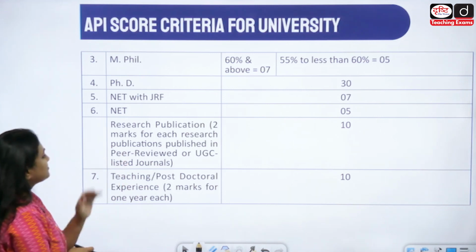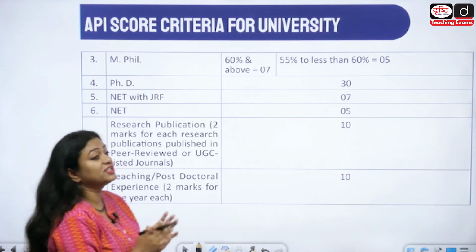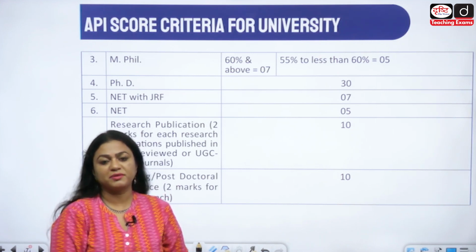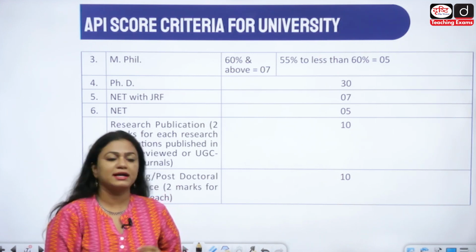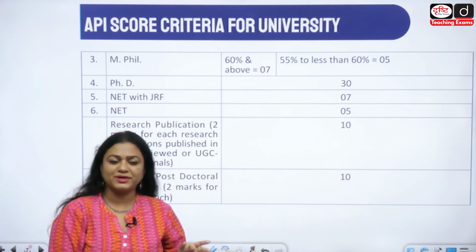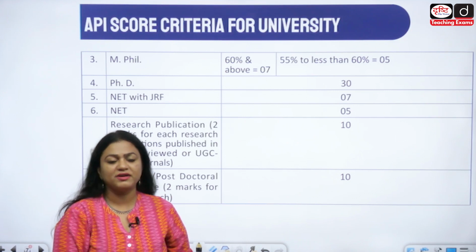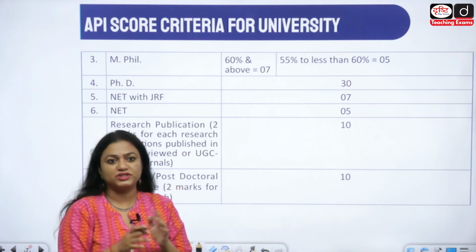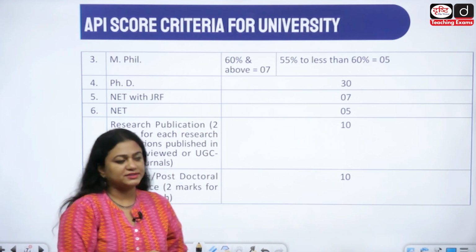Now the next parameter is on the basis of your research publications. As you know, in India there are 2 types of research publication. One is peer-reviewed journals and the second is UGC Care List. For more information on UGC Care List, you can check out the UGC's website itself. They provide details about the journals which are in the UGC Care List.